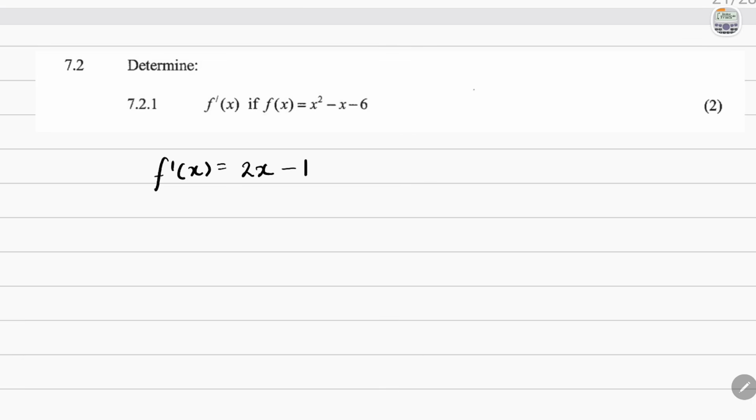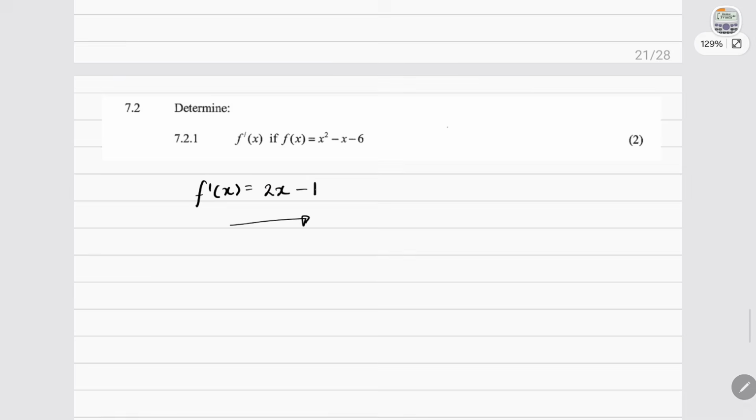And then the negative 6 is a constant. It will fall away, because the gradient of a constant is 0. You're just saying a straight line, like y equals 5. The gradient of this line is simply 0. Okay, so that is our answer. Moving on to the next question.